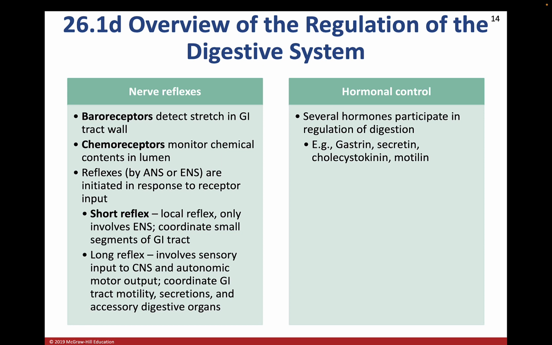Long reflexes, on the other hand, involve sensory input to the central nervous system and autonomic motor output. This is responsible for coordinating GI tract motility, secretions, and accessory digestive organs.